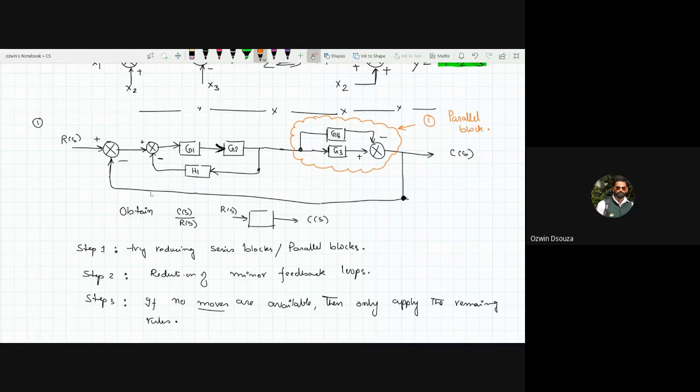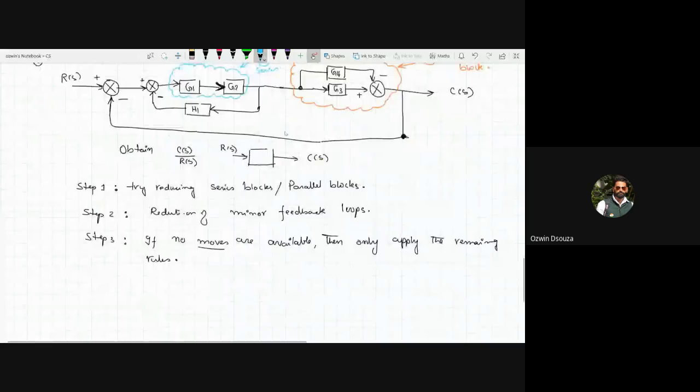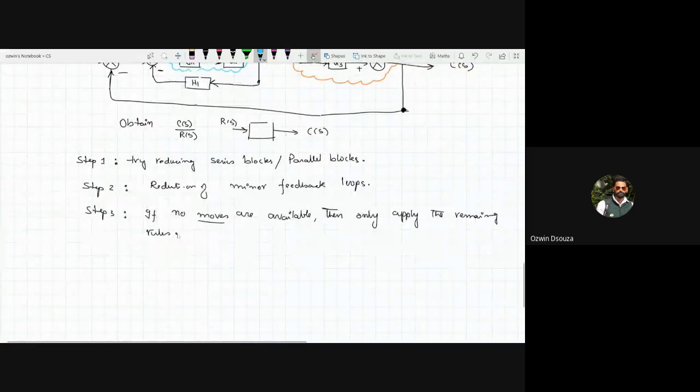Okay, then I also see some series blocks here, right? So let's say this is my move to, and what is it? Series block. Okay, so first let me reduce this parallel and series block. So when I reduce the series block, okay, what do I get?